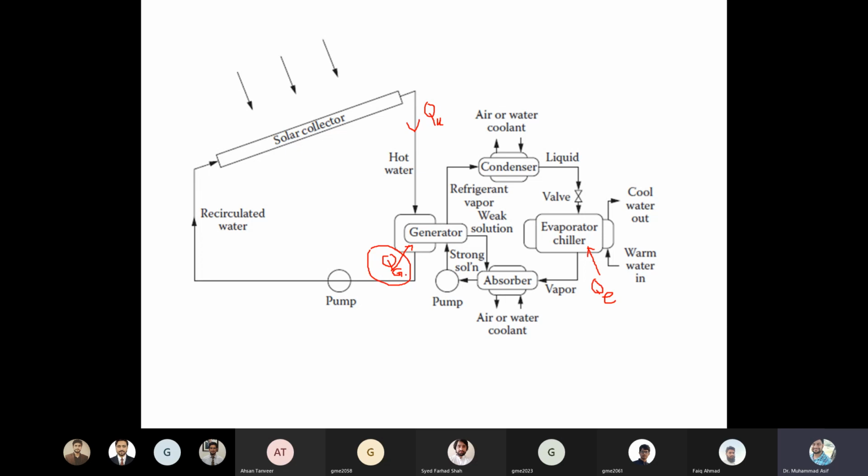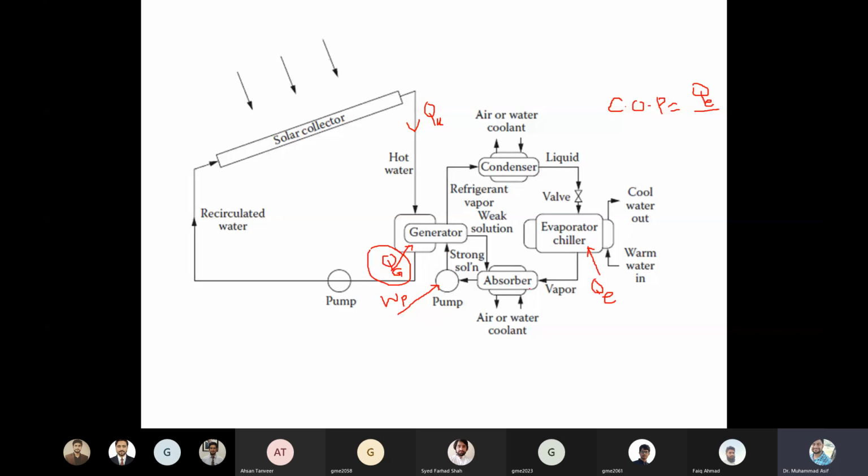If we know the input and the output, we can calculate the value of the COP, coefficient of performance, which is equal to the output, which is QE, divided by the input. Sometimes we also include the work input to the pump, WP, but most of the time we ignore that, because that input is so small that we can neglect it.